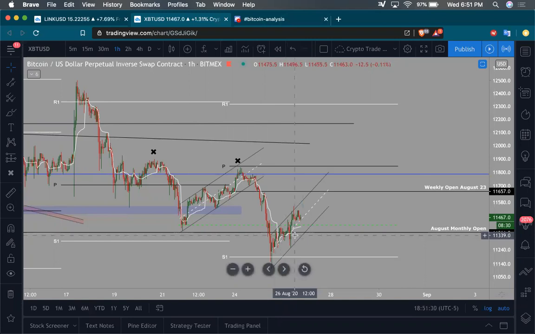So currently we are in a long position and so far so good. All we did was utilize the pivots with the S1 and then the VWAP right there.